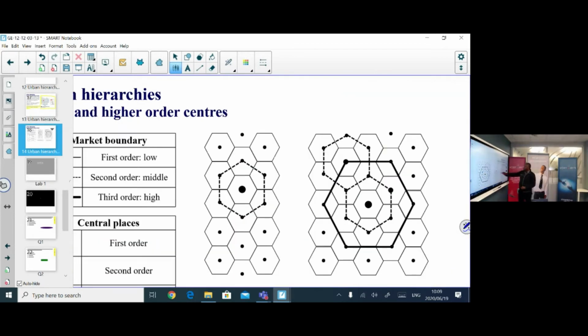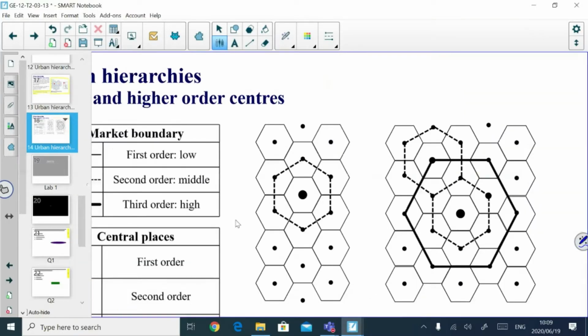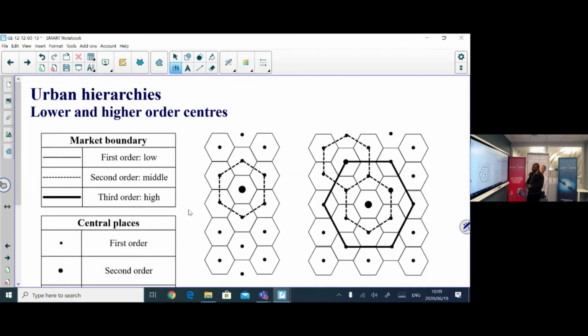Then when you look at this, we are looking at the boundaries of the markets. And then we look at the central places that are there, the first order and the second order, and their boundaries. So when you look at the third order, you find that the third order has got a larger boundary, whereas the first order has the least boundary.